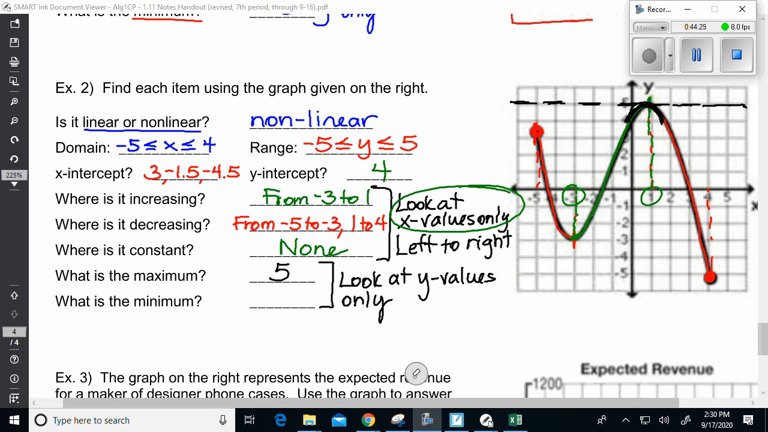Now we need the lowest y value. So what is the lowest y value that it touches? That would be negative 5. So the lowest y value is sitting right there. That's it. Problem's over. Any questions on problem 2 before we prepare to close up shop?